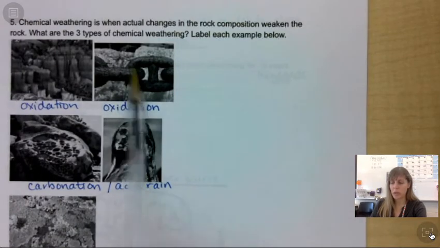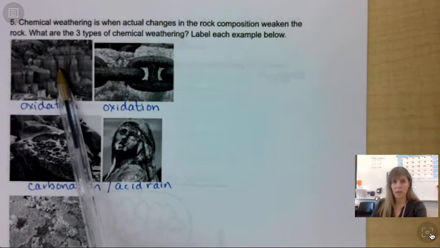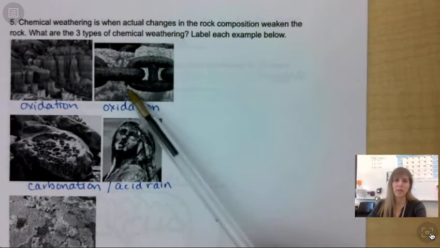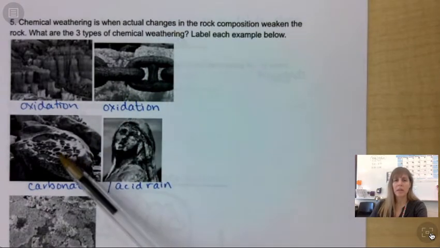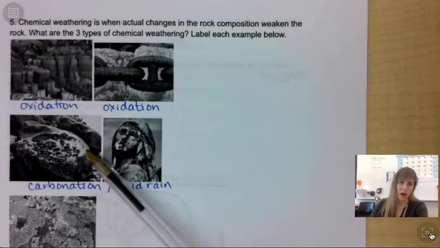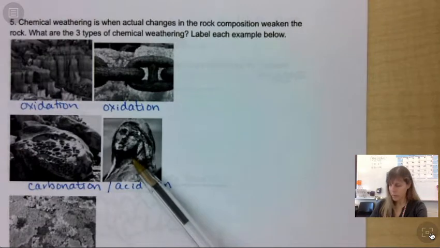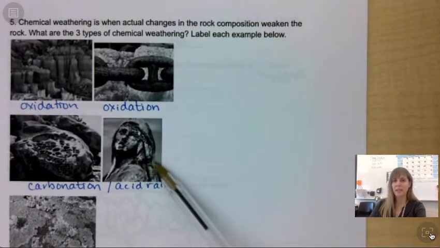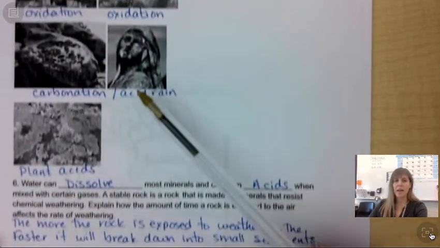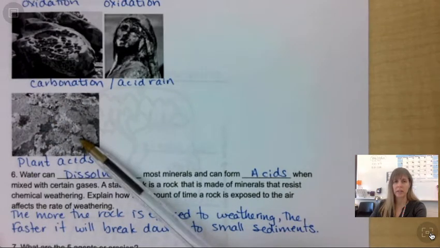So these are just two pictures. They're both oxidation. These are just iron colored or red colored rocks, and this is just a chain that has rust. Remember, oxidation can really just be classified as rust. The other one is carbonation, and carbonation, remember, dissolves limestone or other minerals in the rocks. This is just a statue that has been worn away, not from actual acid rain, but rain that is actually acidic, okay? And then the last one is plant acids. This is a picture of lichens and mosses on a rock.